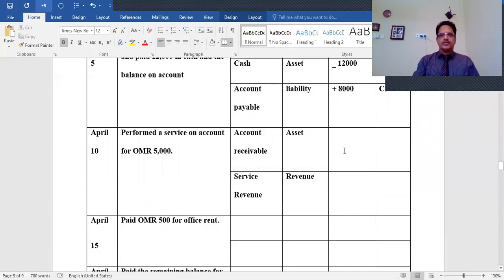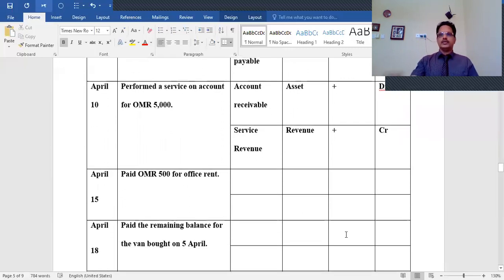Then asset, whether increase or decrease. When you provided service and money has not been received, your debtors, your account receivable, increases. So your asset increases and your service revenue, income, also increases, because you will get the money later. So asset increase means debit and revenue increase means credit.